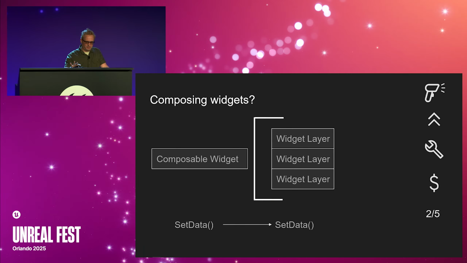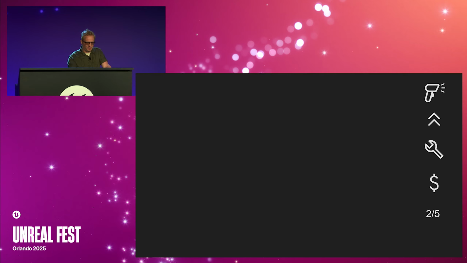Now, one thing to be careful of when you're doing widget layers is that if you're using an asset, you kind of want to make sure you only use that in one widget layer, because if you ever update that, you want it to be in one place, right?